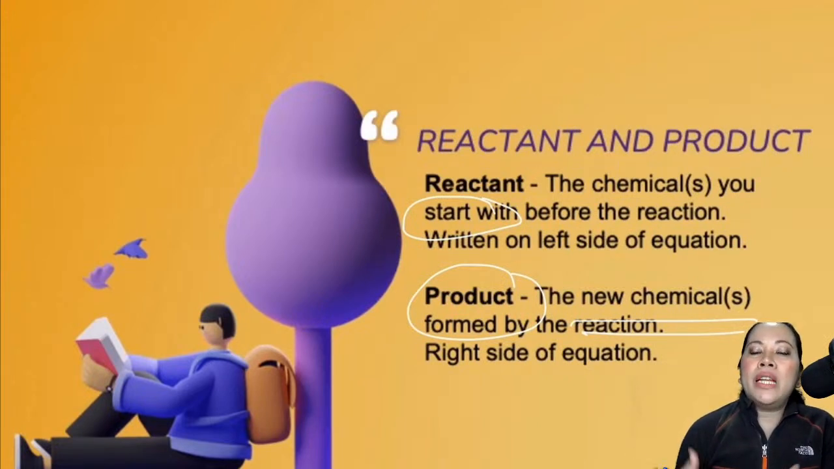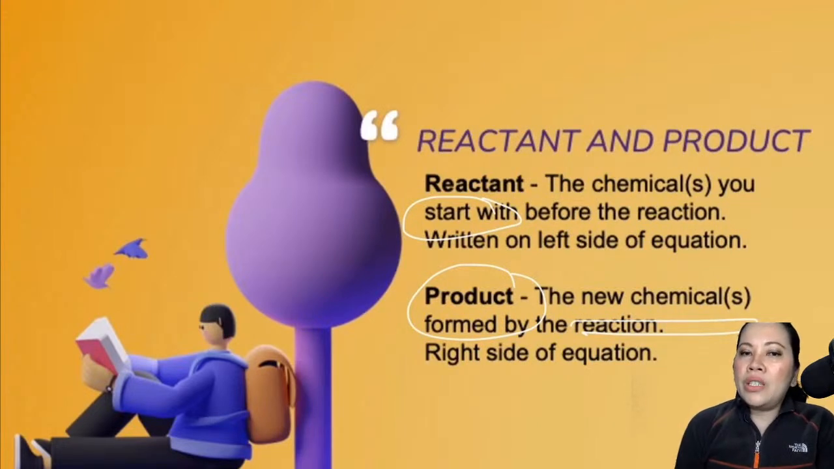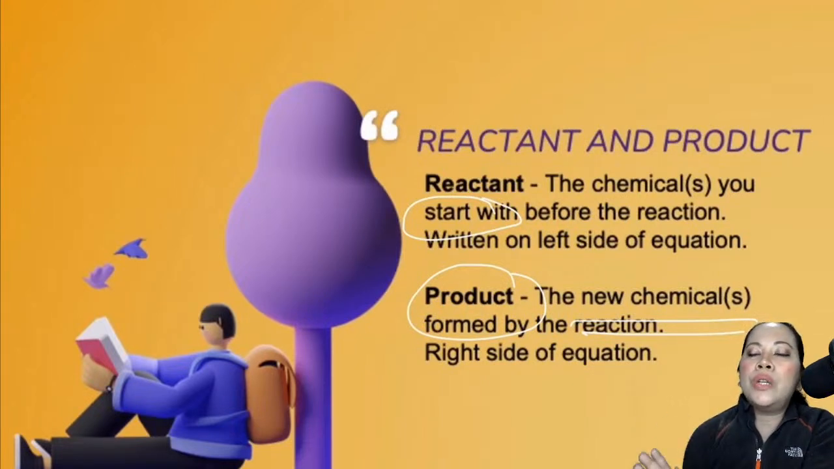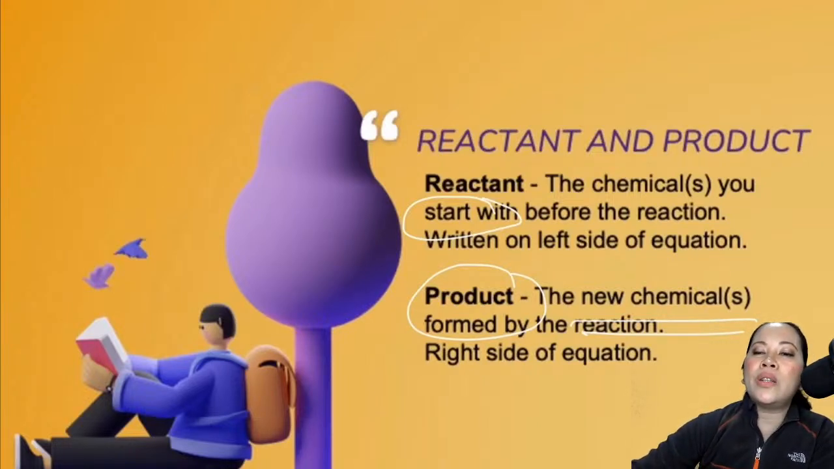But does it mean that there's always a product? There are some reactants that you put together that wouldn't react. But in a chemical reaction, since it's a reaction, that means there should be something happening. So the product will be the new chemical, or the new chemicals formed by the reaction that has happened. Okay? And it's always on your right side.